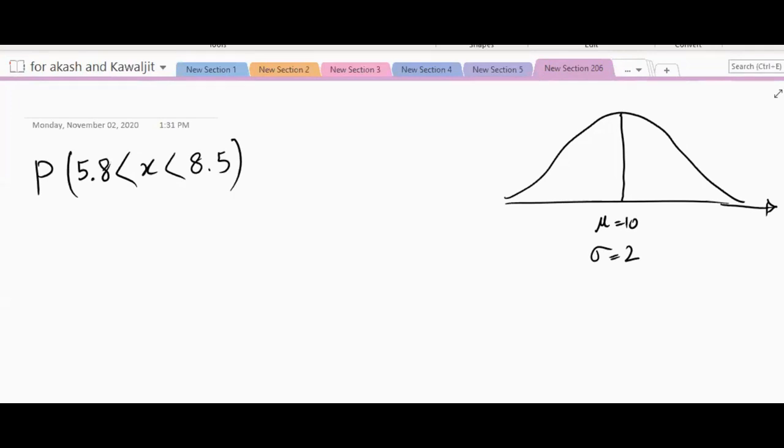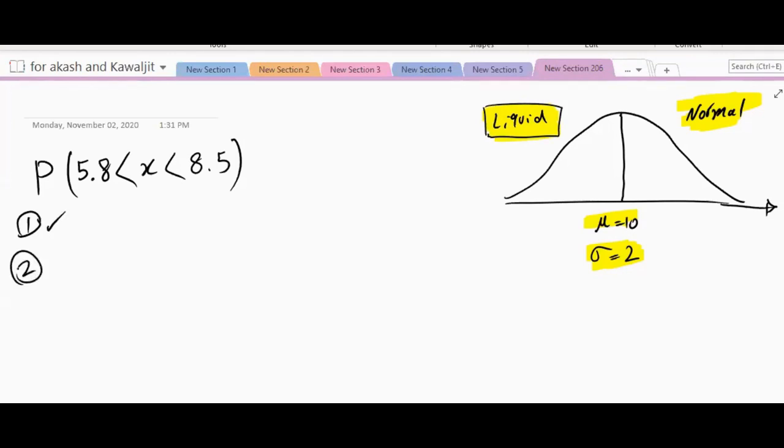What is the first step? Identify and annotate the distribution. Okay. So we identified the mean, we identified the standard deviation, the shape of the distribution is normal. This question is about the distribution of what? Liquid. Very good. Okay, so I identified the distribution. What is the next step?